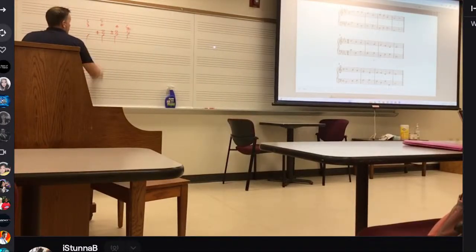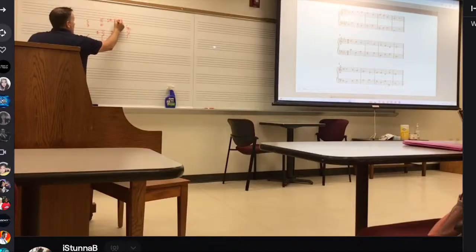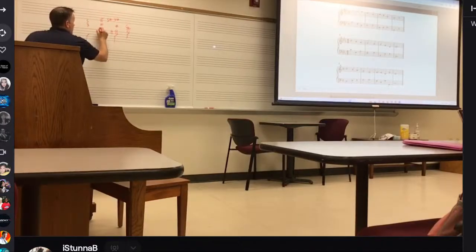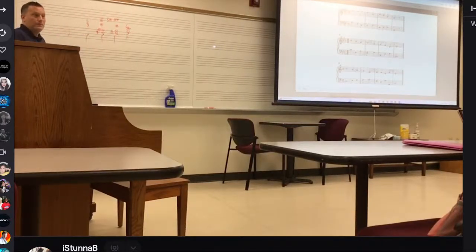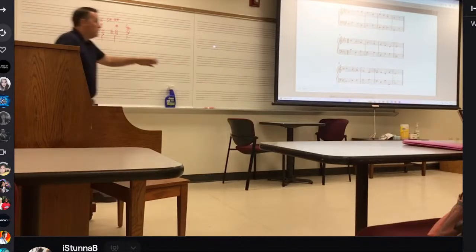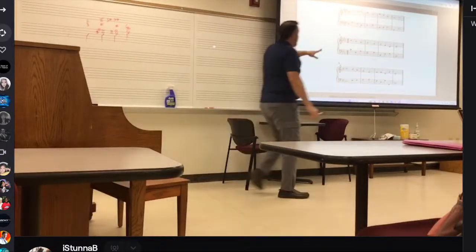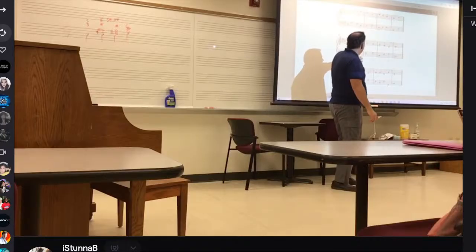If you wanted that fifth to be sharp, you'd see a line through it, or you might see a sharp next to it, or a plus sign next to it, and that would mean to raise the fifth as well.